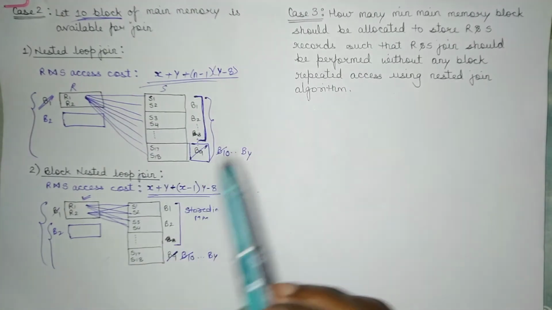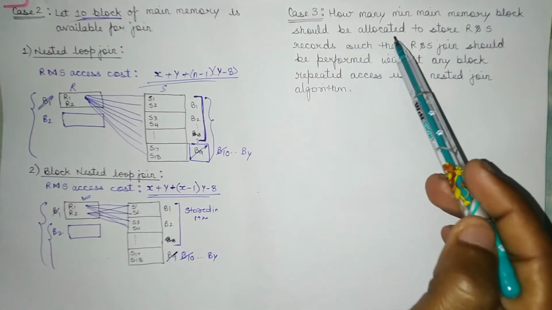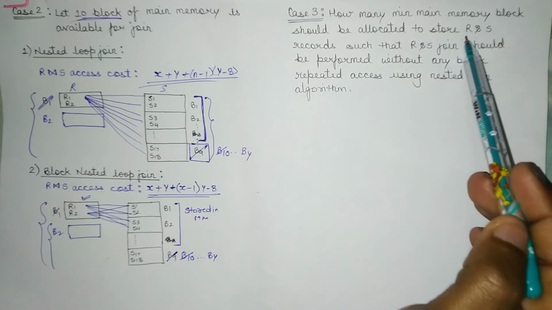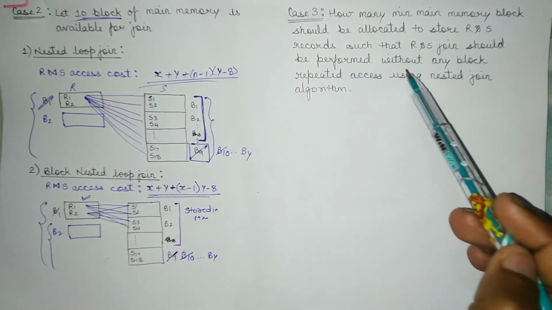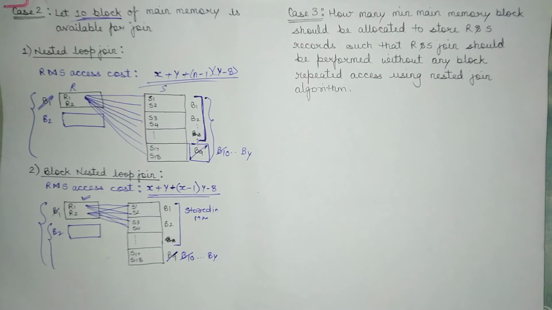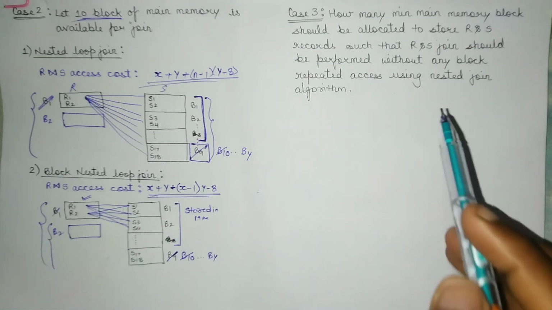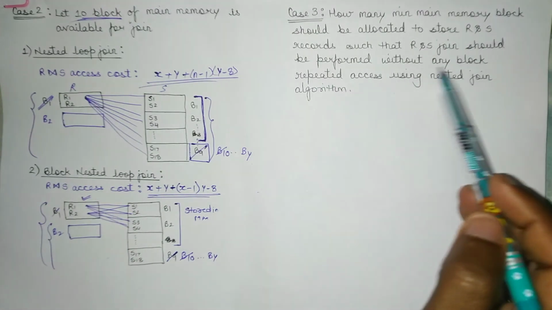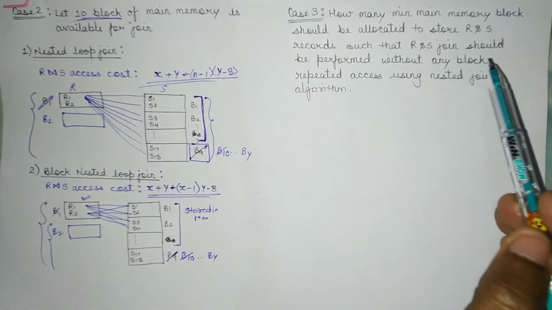Now let's move on to case 3. How many minimum main memory blocks should be allocated to store R and S records such that R and S join should be performed without any block repeated access using nested loop join algorithm? So here they are asking how much memory is required so that we do not need to repeatedly access any block. That means we should access one block at one specific time.